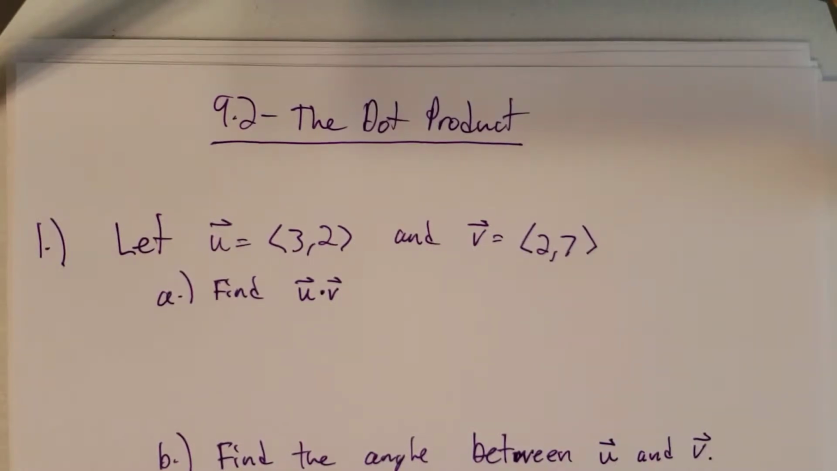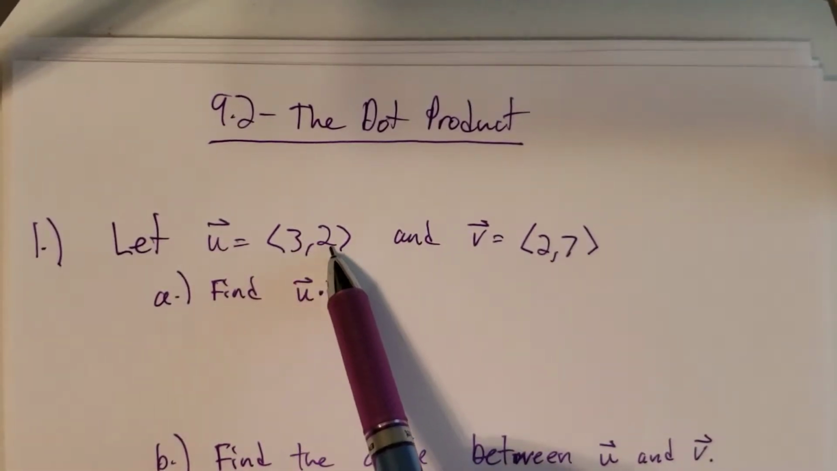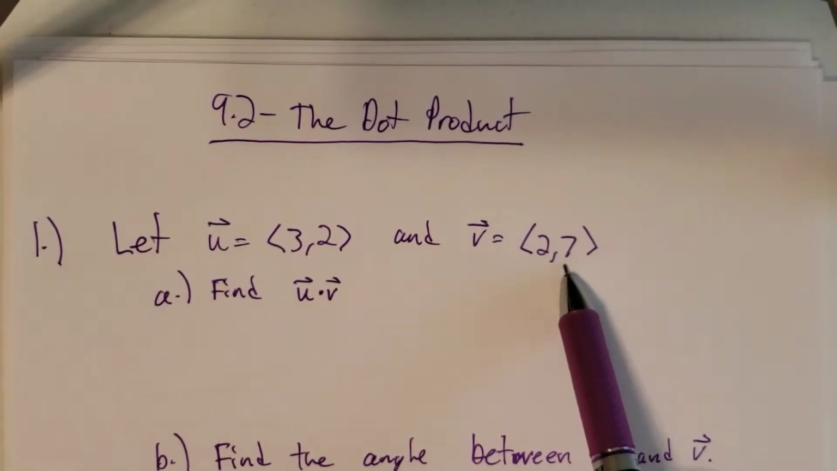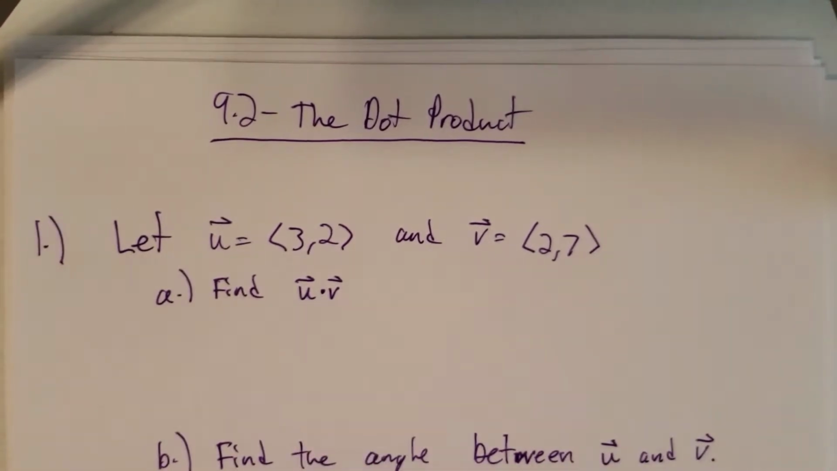So just concentrate on these two types of examples. These are the only two types of examples that are on the homework, and that'll be it for this semester. So for the first question, we're going to let u equal 3, 2 and v equal 2, 7. And the first thing is just to find the dot product of u and v.